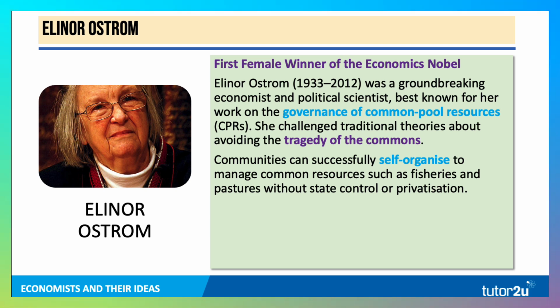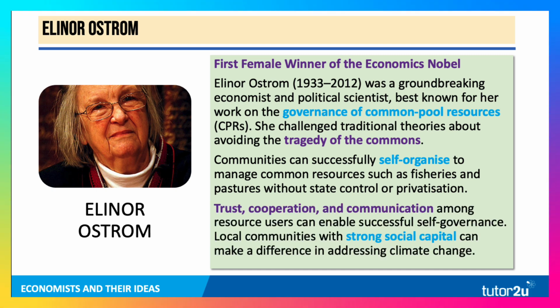Ostrom's work in the field, from the fisheries of Maine to the pastures of Italy, found that communities can successfully self-organise to manage common pool resources, such as fisheries and pastures. The other options are state control, nationalisation, or privatisation, but Ostrom said there was another way. Trust, cooperation and communication amongst resource users and owners can, in theory, enable successful self-governance. What you need to nurture are communities with strong social capital that binds people together. That can make a big difference in addressing climate change.